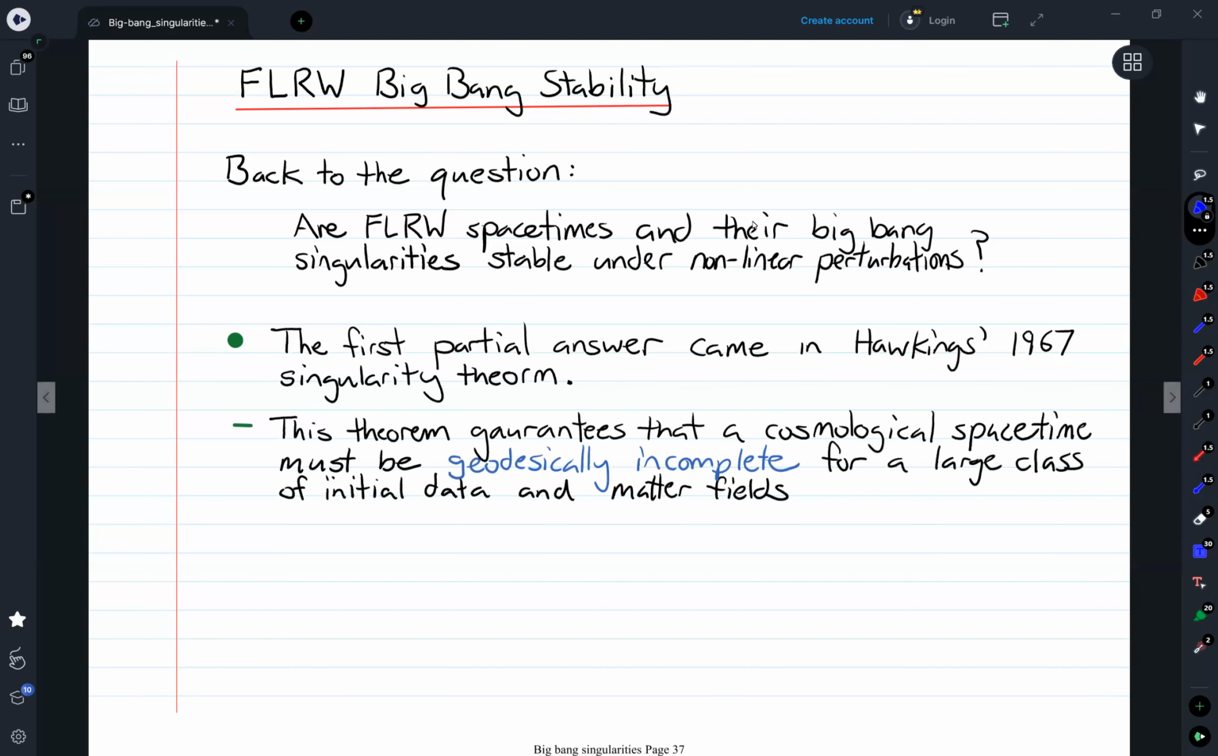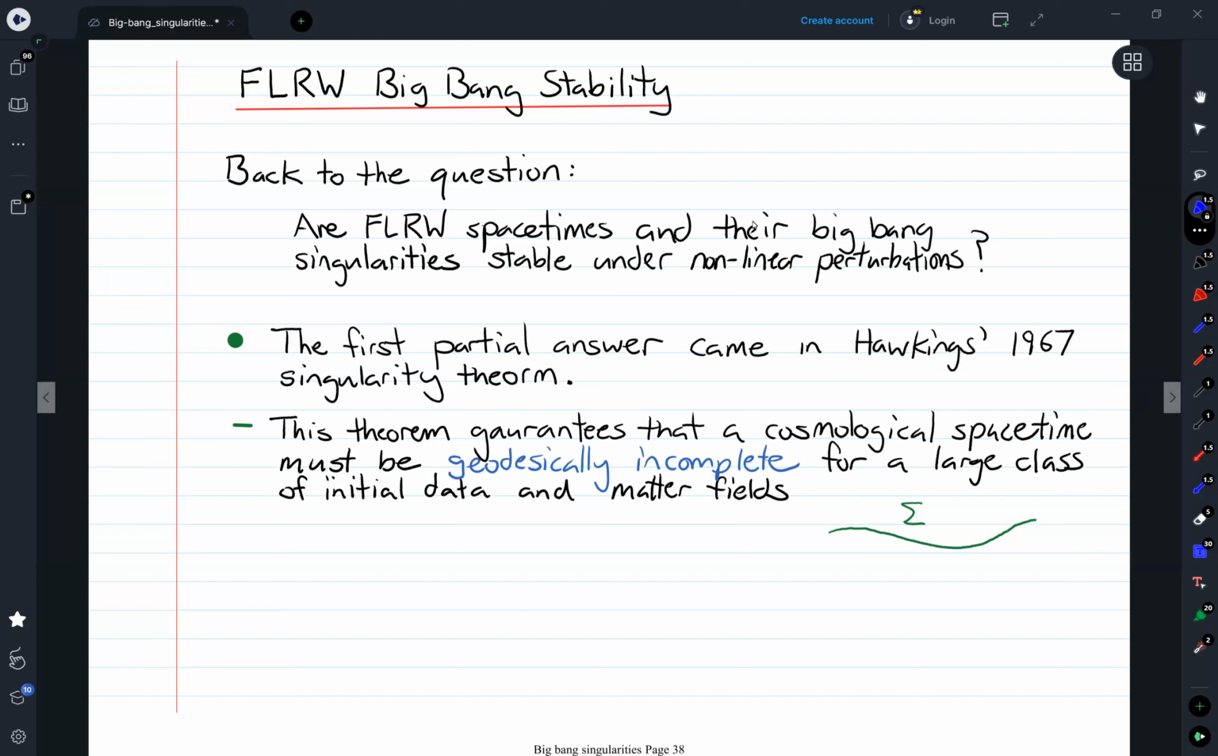So what this theorem says is it guarantees that if you have a cosmological spacetime, then if you look in the contracting direction, which you could think of as the past, it must be geodesically incomplete if the initial data satisfies certain conditions, which allow for extremely large classes of initial data. And also if you have matter fields or vacuum, there's a large class of these to which this theorem also applies. And what it says is that your spacetime must be geodesically incomplete.